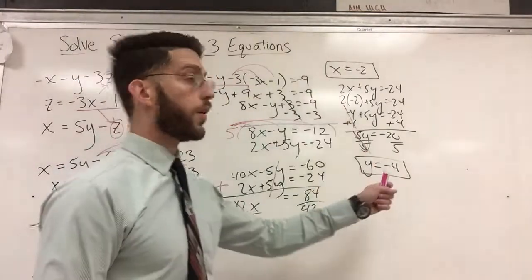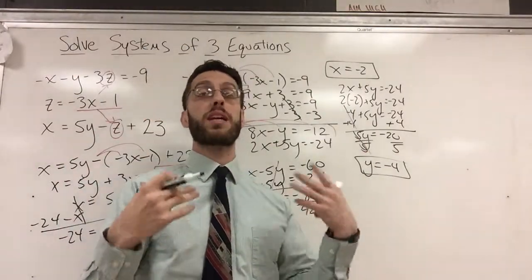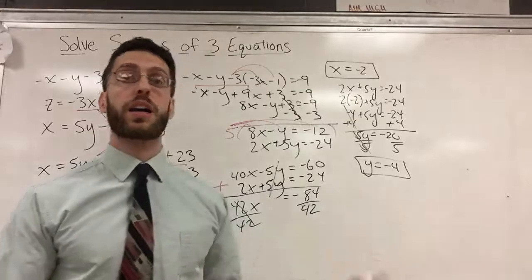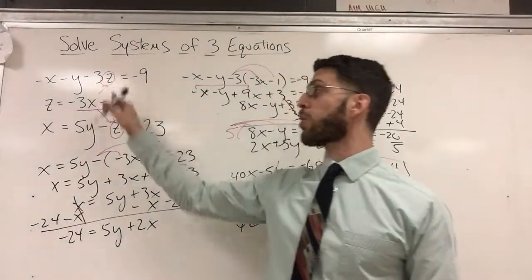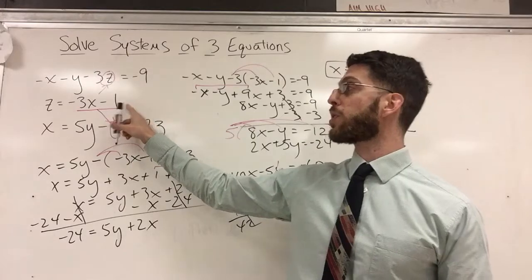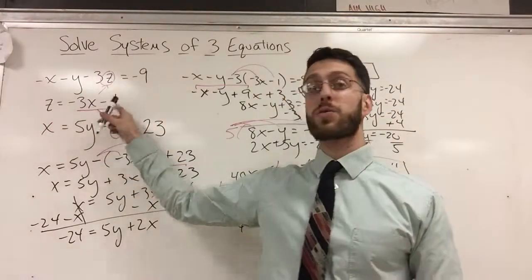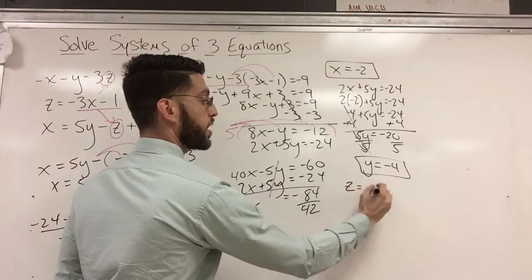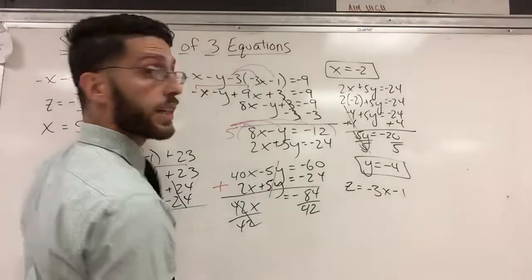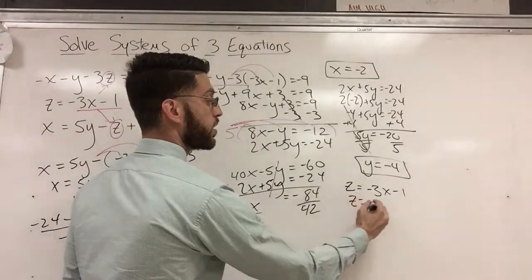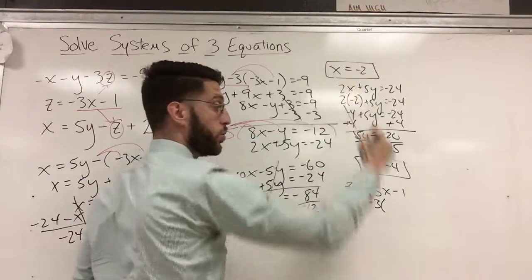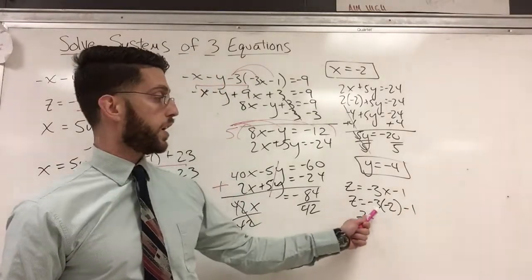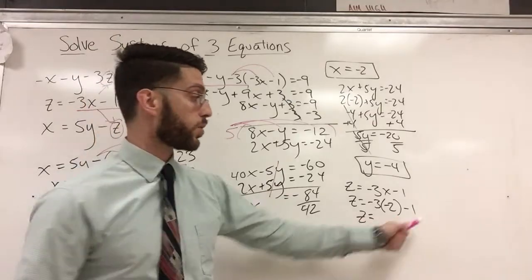So I got negative 2, now I have negative 4. Now we go back to the beginning of the beginning, one of the original 3, first, second, or third. Now that I have x and y, I can find z. It should work for all 3. I'm going to choose the easiest one. Z equals negative 3x minus 1. So that means, if you can see this, z equals negative 3x minus 1. I got that from the beginning, which means z equals negative 3 times negative 2 minus 1. So z equals, let me do this in one step. Negative 3 times negative 2 is positive 6, minus 1 is 5.